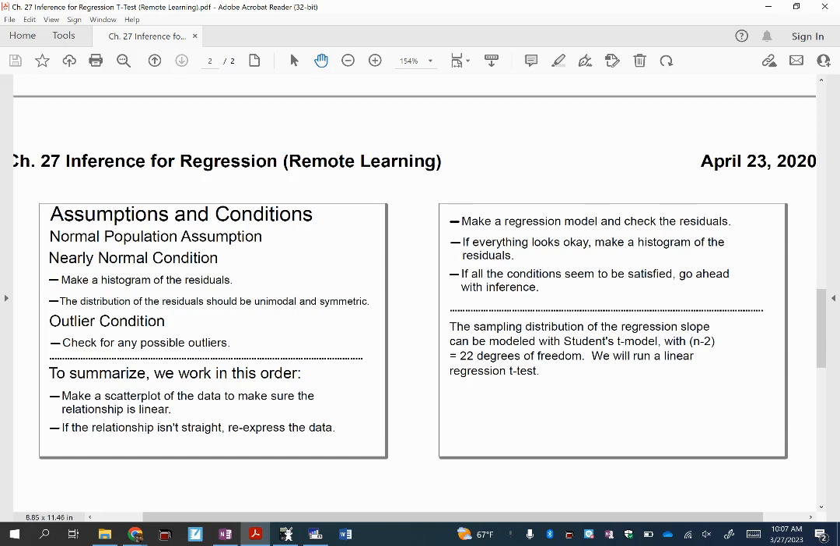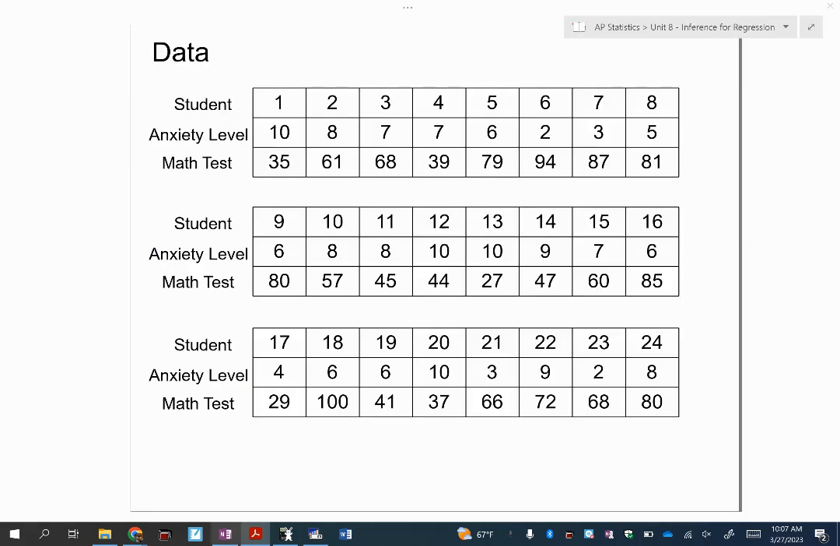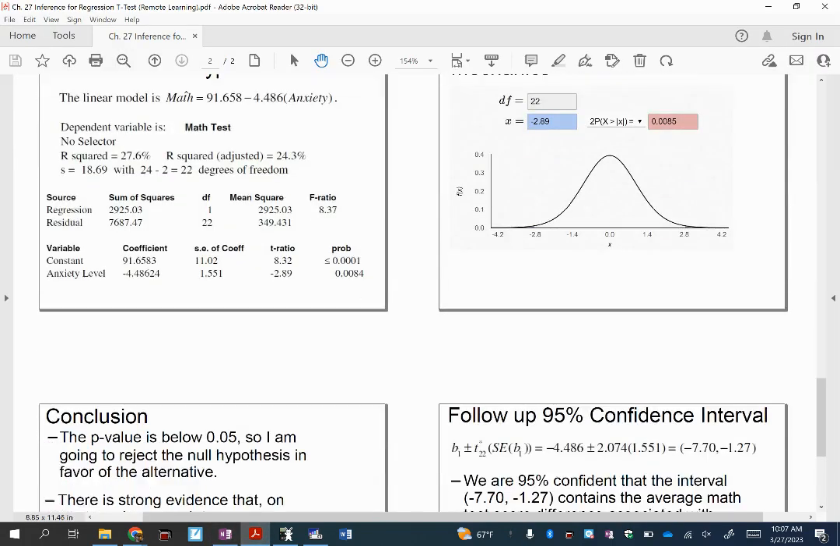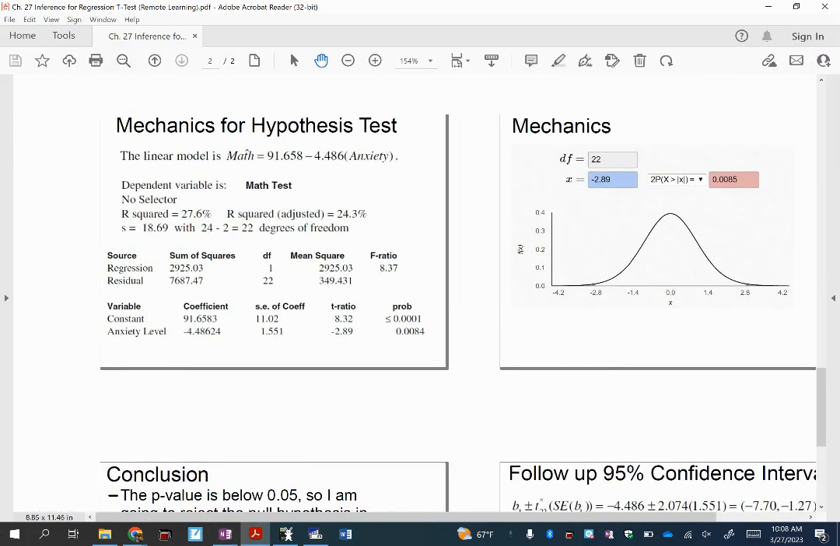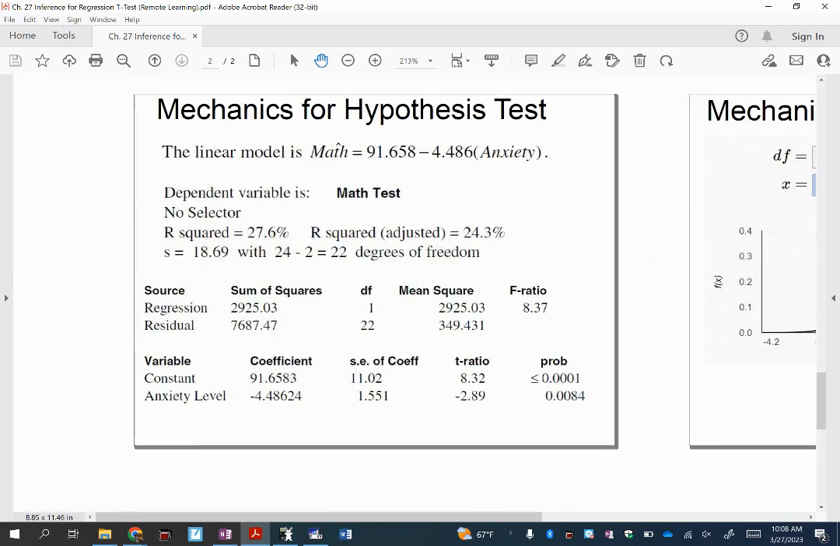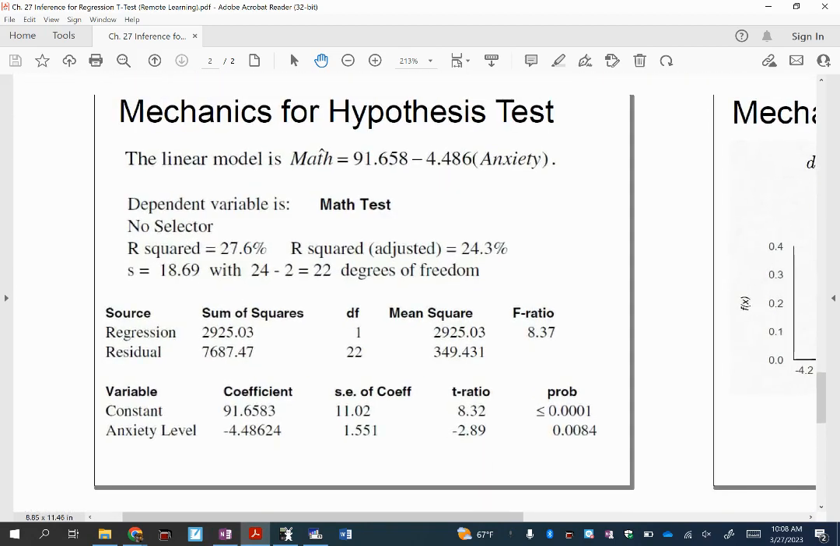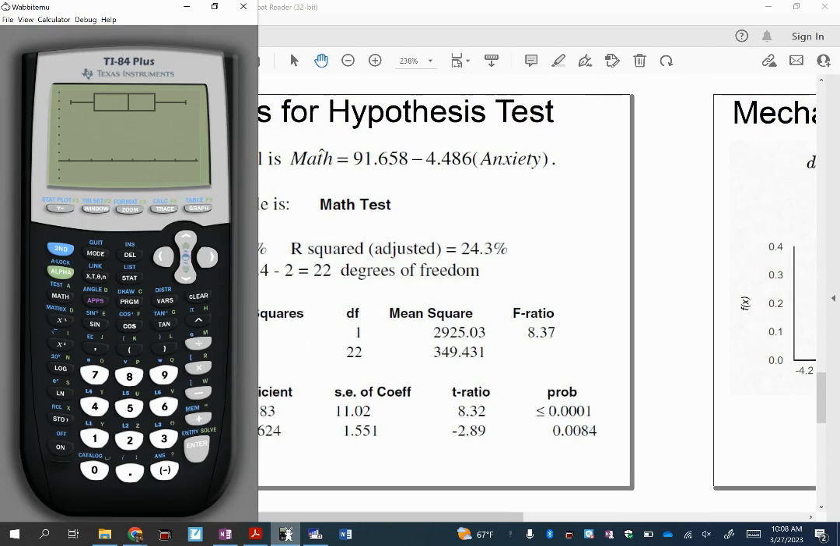All right, I can always come back to if you're not finished. No worries there. Okay, so now we're ready to look at the mechanics. Here's that computer output. Do you guys want to see how to do it in your calculator? Let's do it in the calculator, and then you'll see that we got the same stuff.